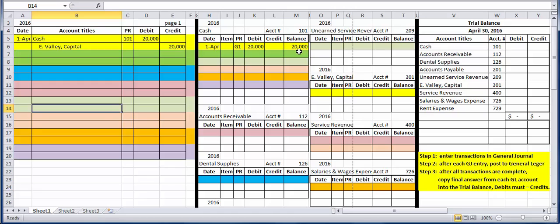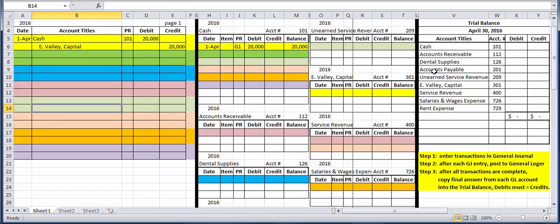Assets all around the world, assets start with the number 1. Liabilities start with the number 2. Let's take a look at the trial balance. It's a quick little view here. Cash, accounts receivable, dental supplies. These are all things that are owned by the company. And notice they're assets, they start with a 1.